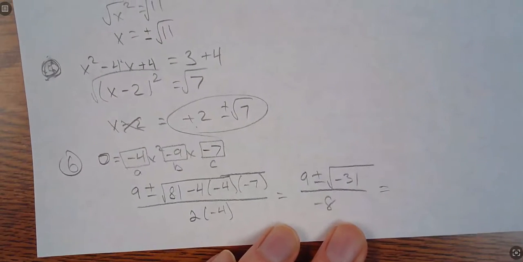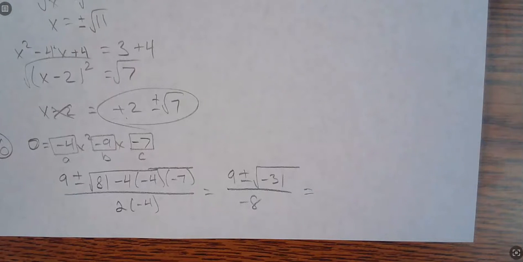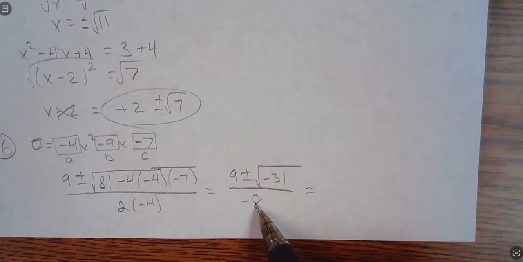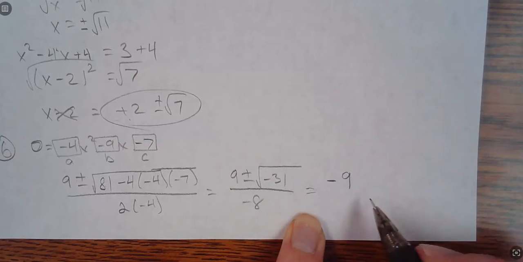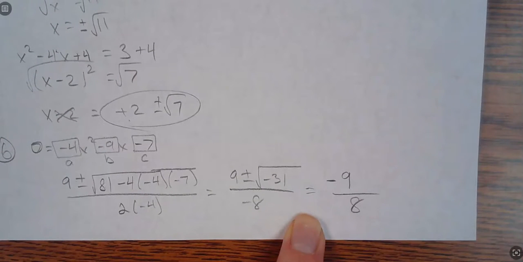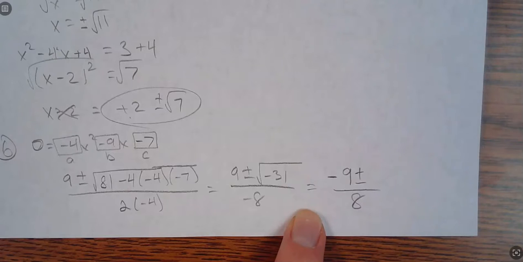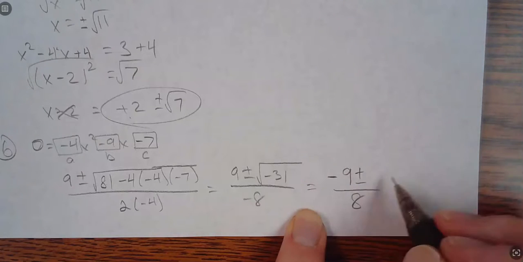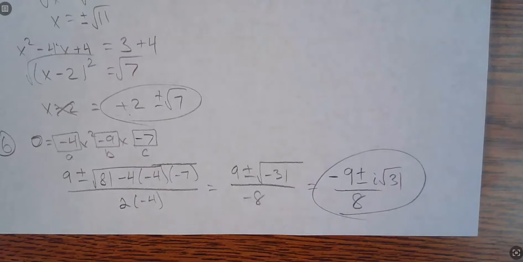So simplifying that a little bit. Now, we never want a negative on the bottom. So if I got a positive divided by a negative, that's just a negative, right? So I can just put a negative 9. And now the 8's positive, plus or minus. Now with negative 31, well, 31 you can't simplify, but the negative comes out as an i. So i radical 31. That'd be mine.